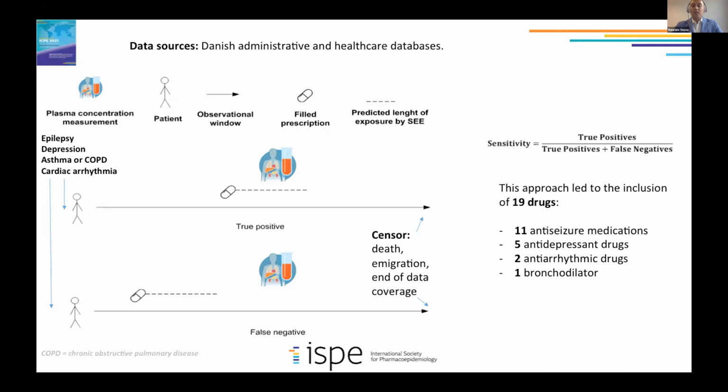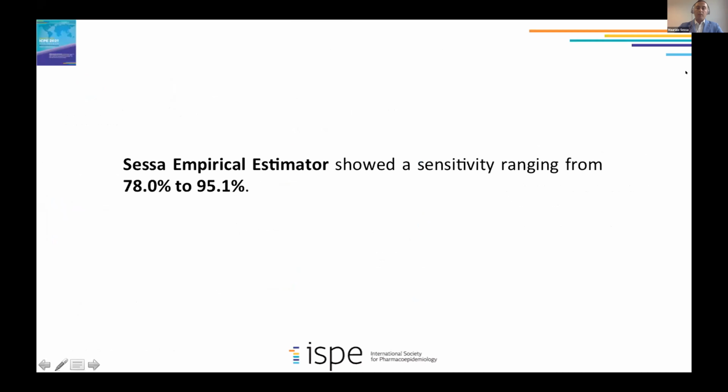And we assessed the accuracy and the sensitivity of the CES empirical estimator in determining the exposure status. And we defined a true positive as an individual that was considered exposed by the CES empirical estimator and had a detectable plasma concentration. And a false negative, an individual that was considered as not exposed, but in reality had a detectable plasma concentration. Based on that, we could calculate the sensitivity. And we found out that sensitivity ranged between 78% to 95.1%, which means very high sensitivity for detecting exposure status.